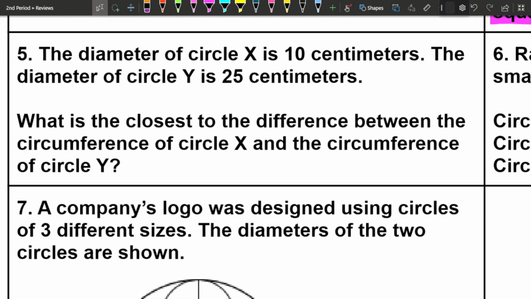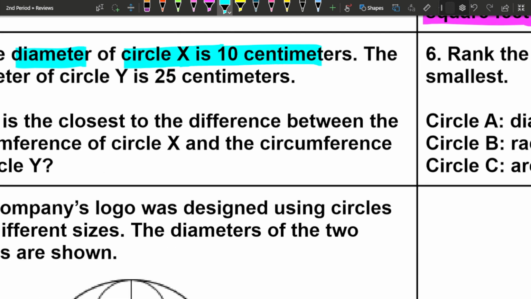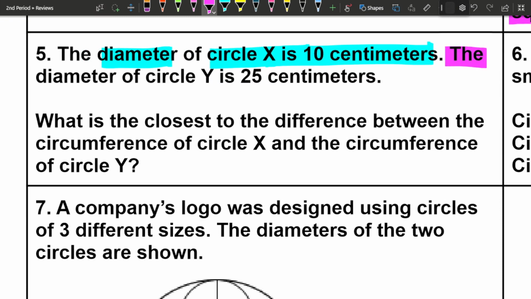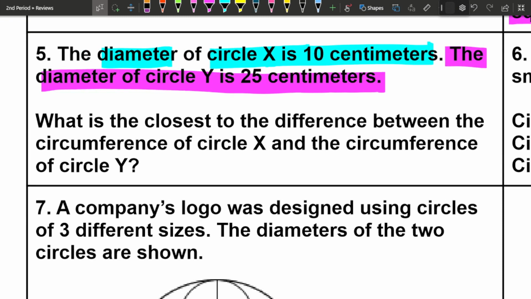Says the diameter of circle X is 10 centimeters. The diameter of circle Y is 25 centimeters. What is the closest to the difference? What does that tell you to do? Subtract. Very good. From the circumferences. So we're going to have to find the circumference of both of them. I think we did this on a checkpoint. Didn't we? Yep. All right.